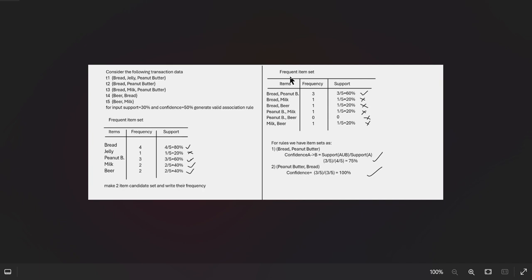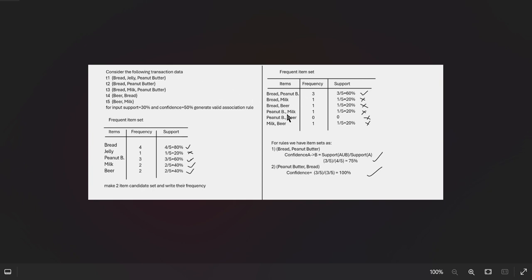Now frequent item sets. Here we are taking bread and peanut butter. Bread and peanut butter are coming how many times? 1, 2, 3 times they are occurring. Bread and milk, similarly we will see how many times: 1, 2. Bread and milk is 1 time only.